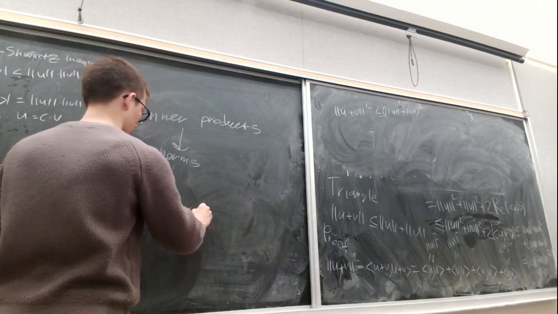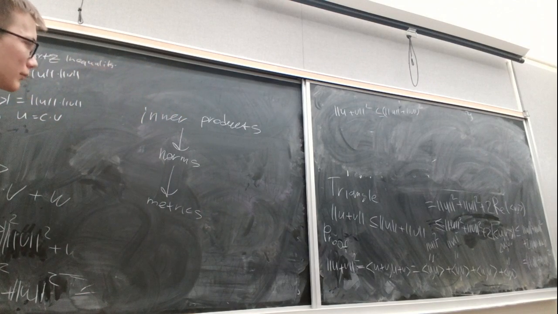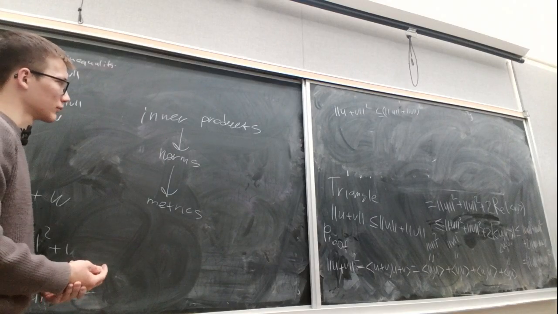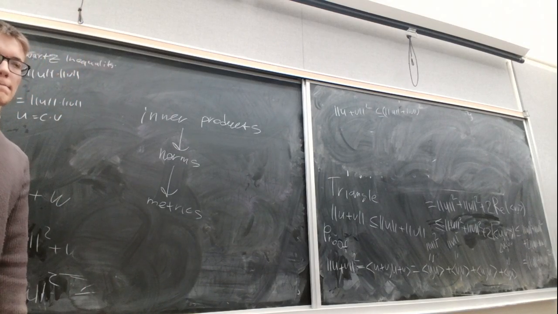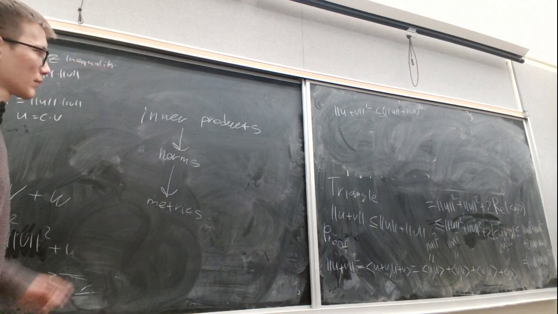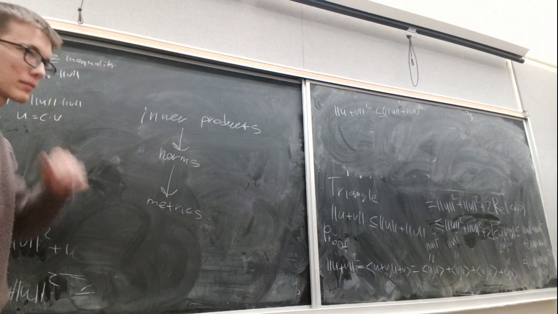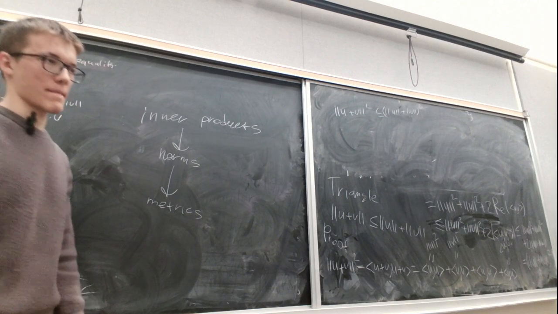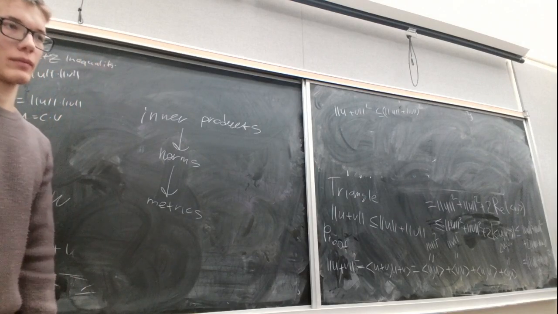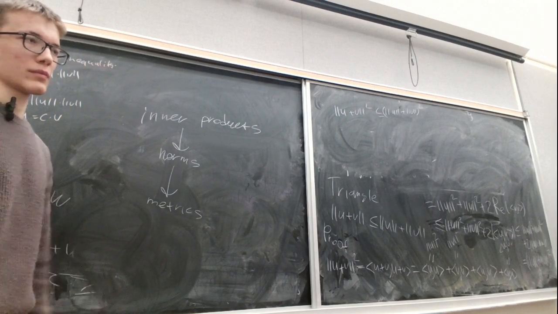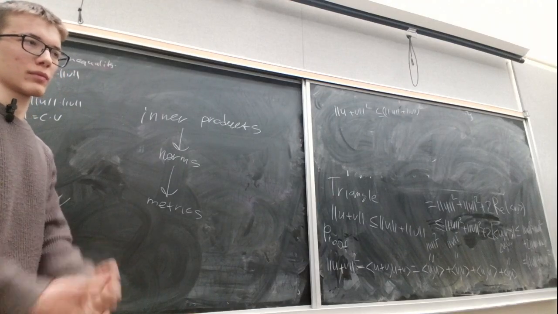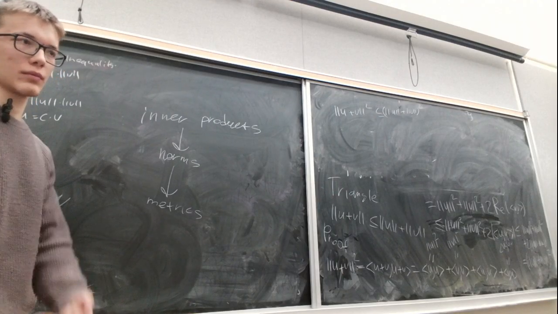If I look at this diagram, what's a natural question to ask about this? I can go from inner product to norm and then to metric. Can you go backwards? Exactly. That's a very natural question to ask. So the question is, can I go backwards? If I have a metric, can I construct the norm?